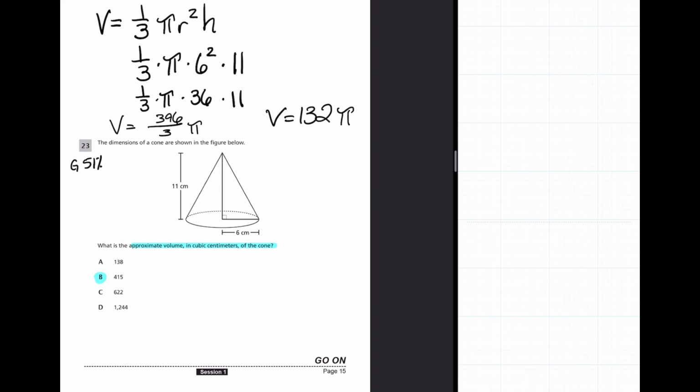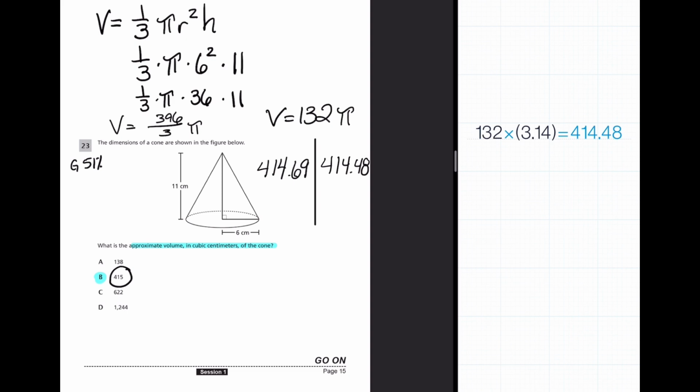132 times 3.14. So I'm going to just show you both so you can see how close they are together. So here's 132, and if I just press the pi button, I get 414.69. And if I did 132 times 3.14, I would also get 414.48. So they're very, very close together. And you can see they're both about 415. And there's my closest approximation.